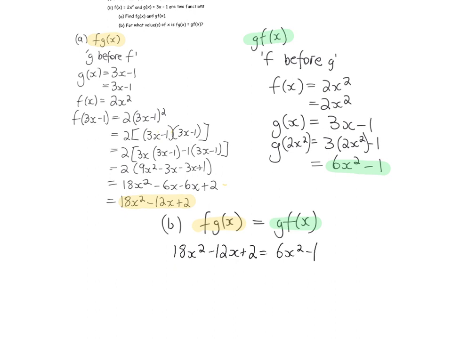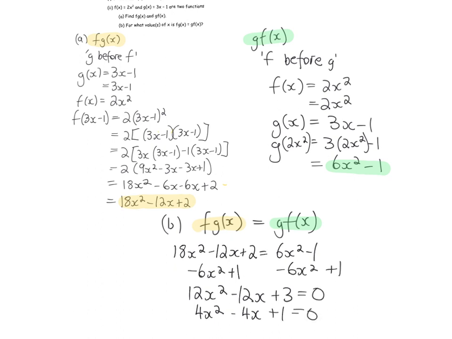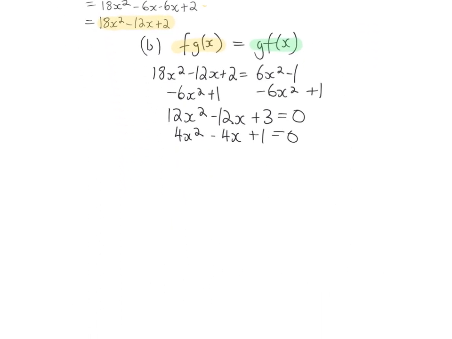I'm going to bring everything to the one side, so I'm going to minus 6x squared, and I'm going to plus 1. So we'll get 12x squared minus 12x plus 3 is equal to 0. I'm going to divide everything by 3, so we'll get 4x squared minus 4x plus 1 is equal to 0. We solve this then using our box method, so we have ax squared plus bx plus c. A is equal to 4, b is equal to minus 4, and c is equal to 1.